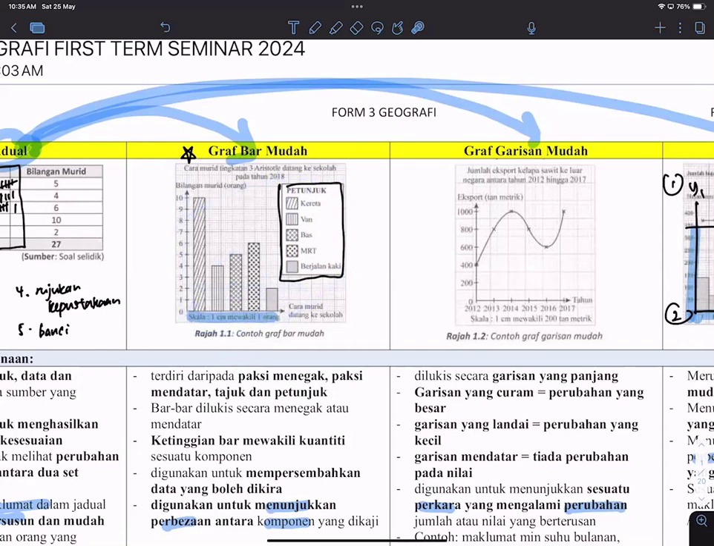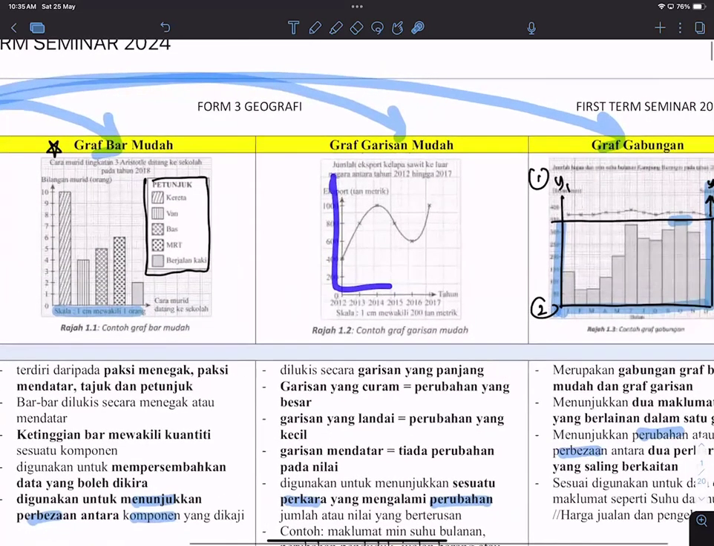Okay, done. So for graph garisan, it's the easiest to draw. So that's why usually we geography tutors assume that your first term is not going to cover the graph garisan, because there are very limited marks to prepare. Yes, we have to prepare 2 cm. So guys, highlight here 2 times. One time is for the labeling for Paksi X.